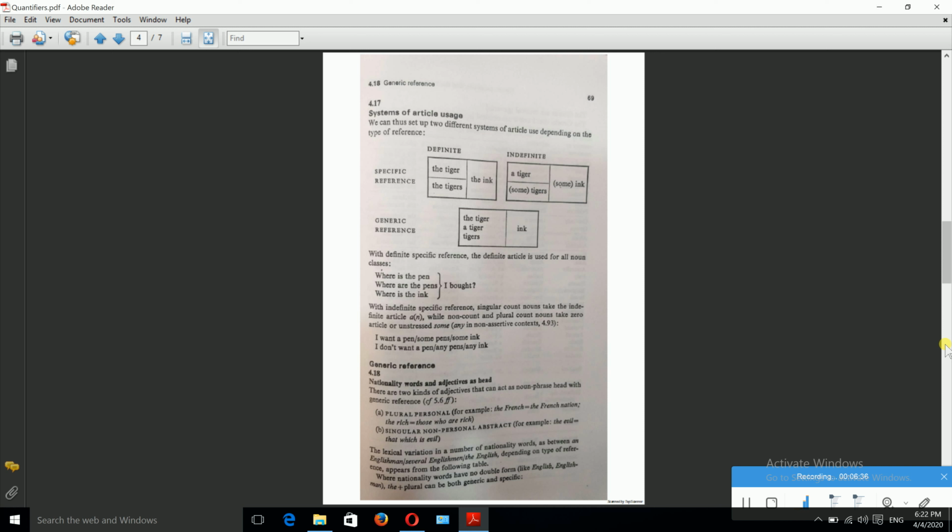Where is the pen? Where are the pens? Where is the ink? With indefinite specific reference, singular count nouns take the indefinite article a or an, while non-count and plural count nouns take zero article, or unstressed some or any in a non-assertive context. I want a pen, some pens, some ink. I do not have any. My dear students, unstressed refers to some or any in a non-assertive context, that is, unstressed or unasserted contexts.